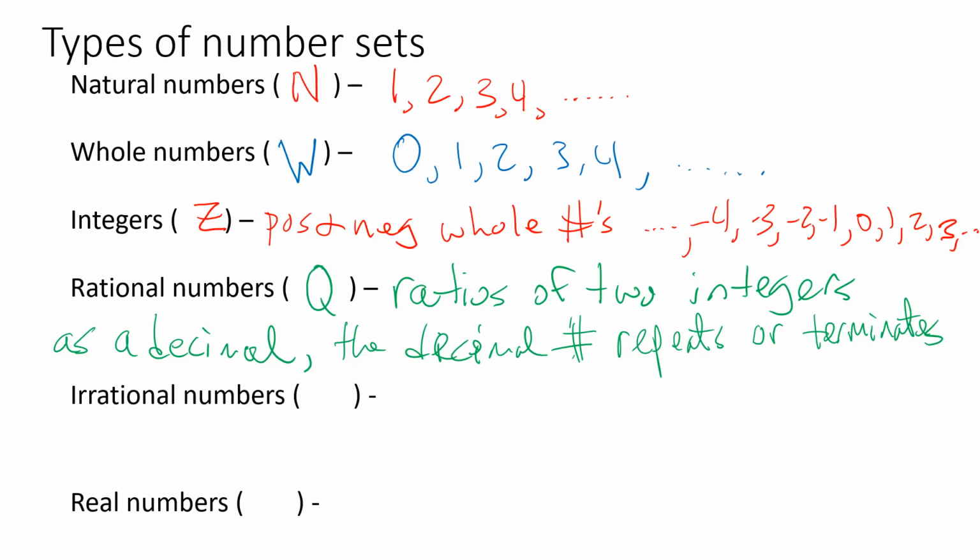So examples of that, let's say 3 over 4. An integer over an integer is a decimal, that's 0.75 and ends, terminates. Or if we have 1/3, that is 0.3 repeating, 0.3333 going on forever. So those are two different examples of rational numbers.